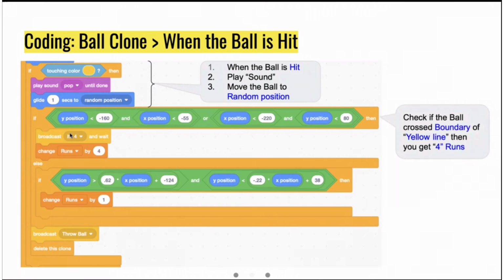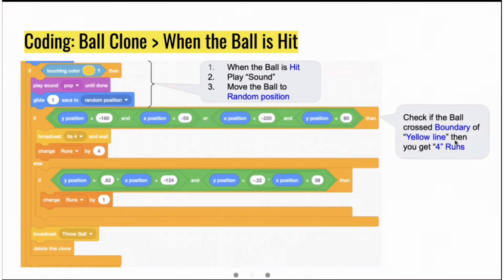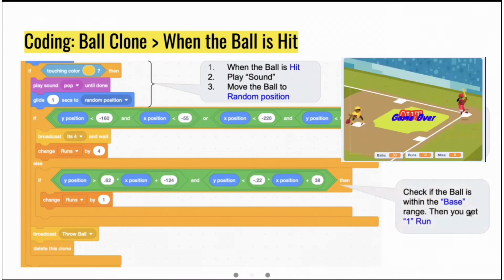Now this is the place where we are checking how much run would actually be scored. The first check is whether the ball's final position is crossing the boundary line, as in this video snippet. So this is how you can score 4 once the ball touches or crosses the boundary. The next check is to see whether the ball is within the base. As you see in the image, that's the base, and if the ball is within the base, we score 1 run.